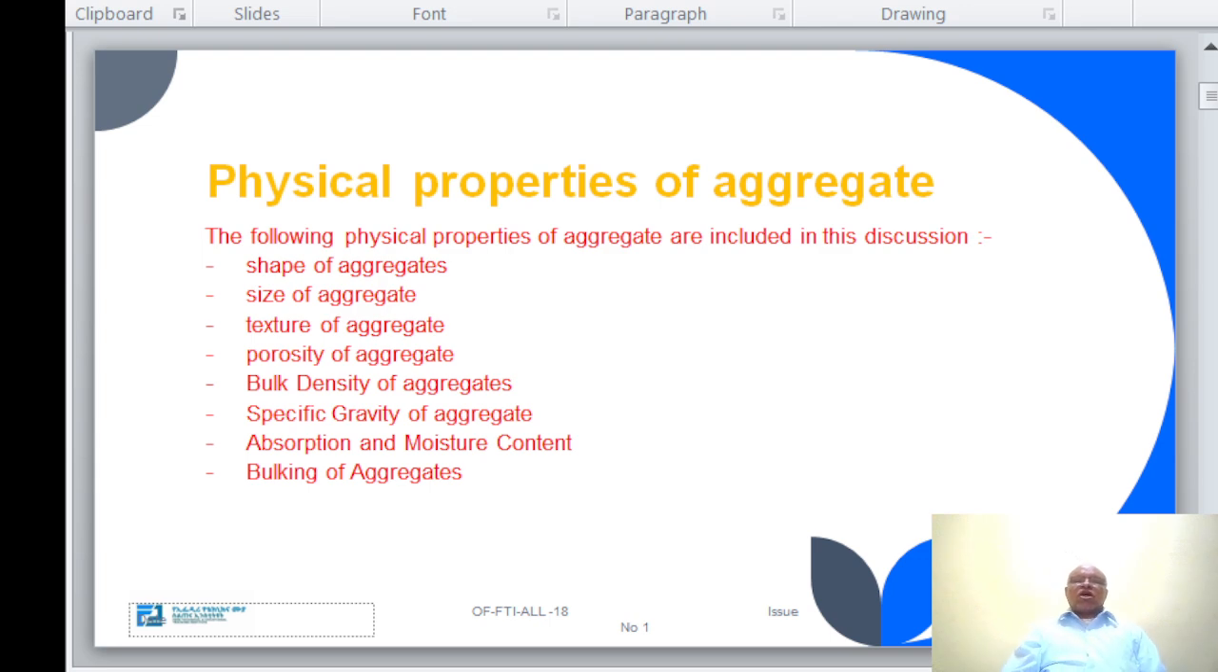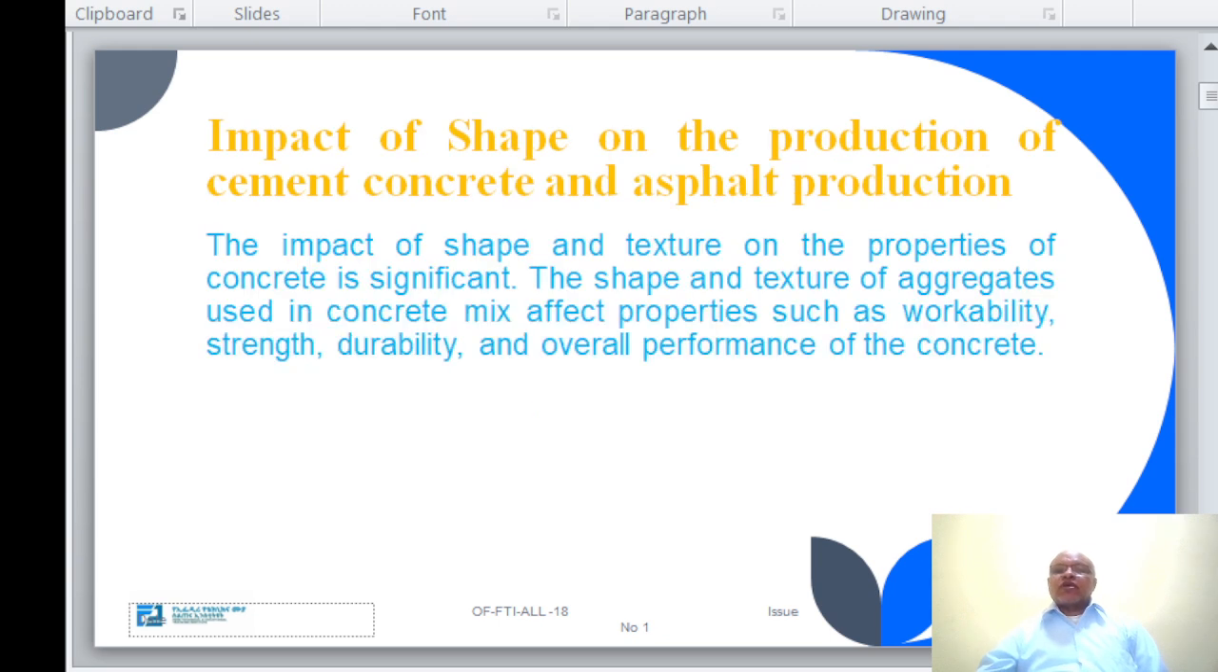In conclusion, understanding the physical properties of aggregate is essential for designing strong and durable concrete structures. Whether it is selecting the right particle size, shape, texture, or density, aggregates play a vital role in shaping the built environment. Let's proceed to the effects of different physical properties of aggregate.